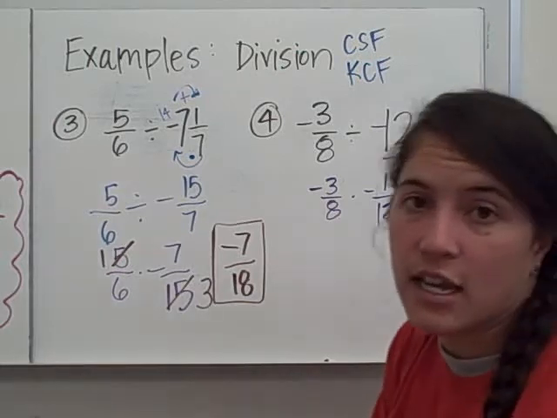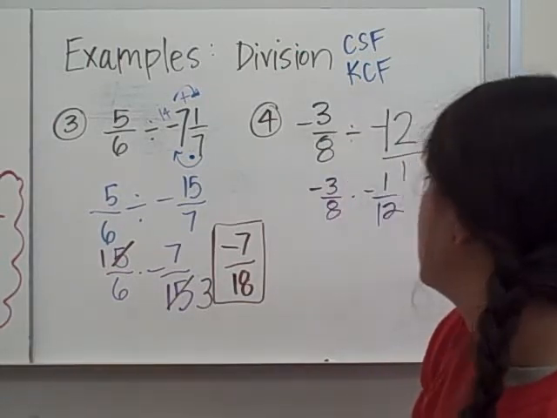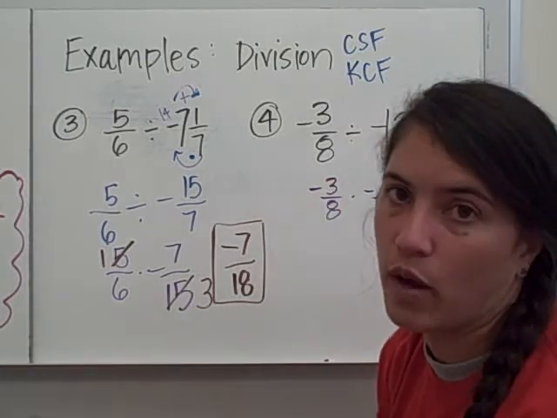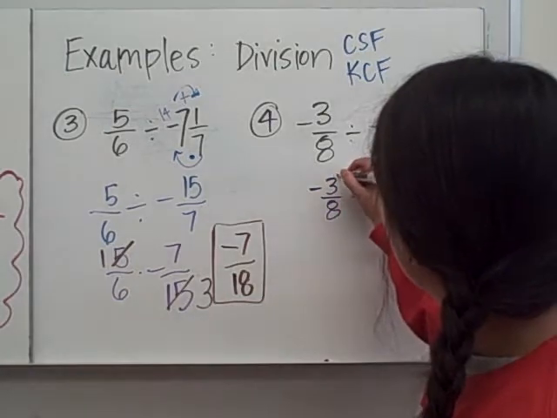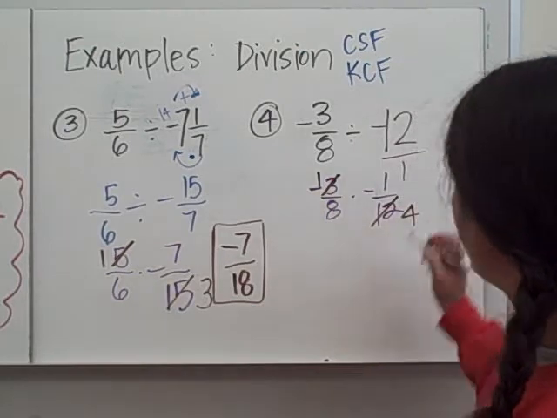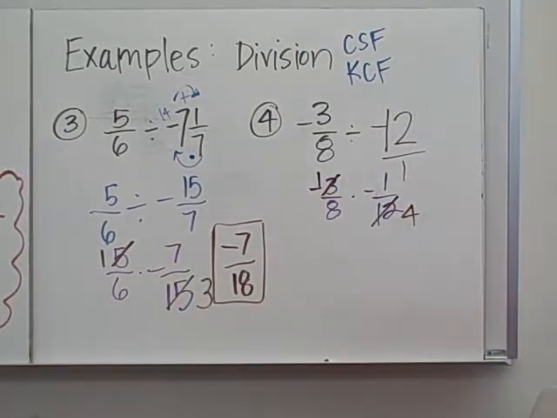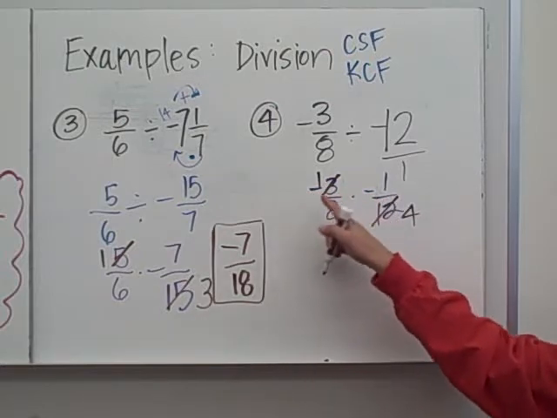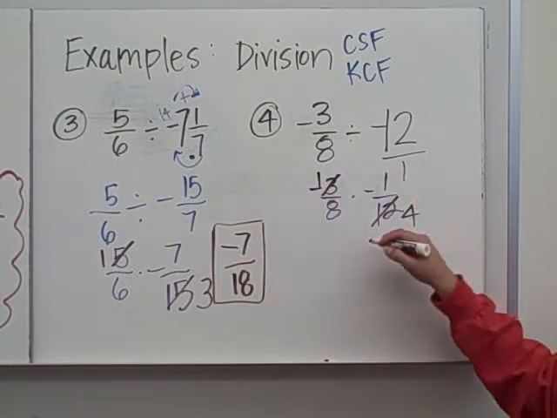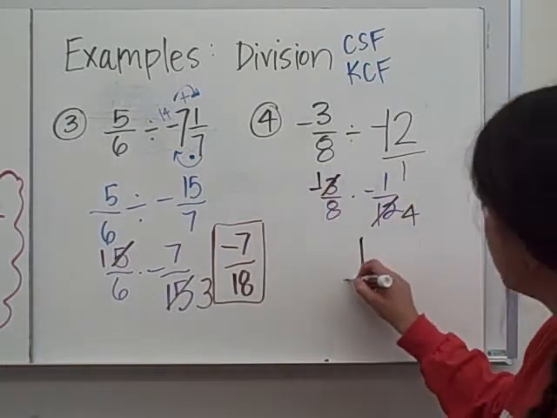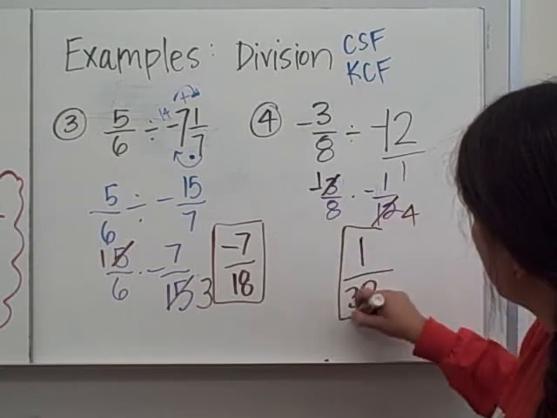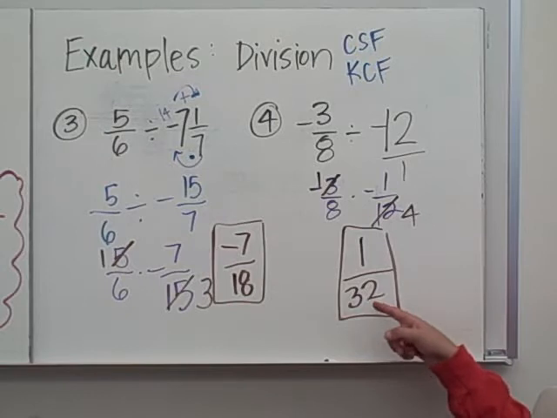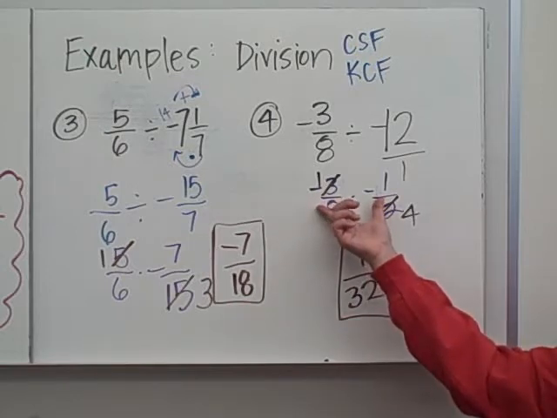Do you see any cross canceling between the 3 and the 12? What will go into 3 and 12? 3. 3 will go into 3 once. 3 will go into 12 4. Now we can begin the multiplication process. Notice my signs are the same, so I know my answer is going to be positive. 1 times 1 is 1. 8 times 4 is 32. So 1 over 32 would be your answer. Positive because the signs are the same.